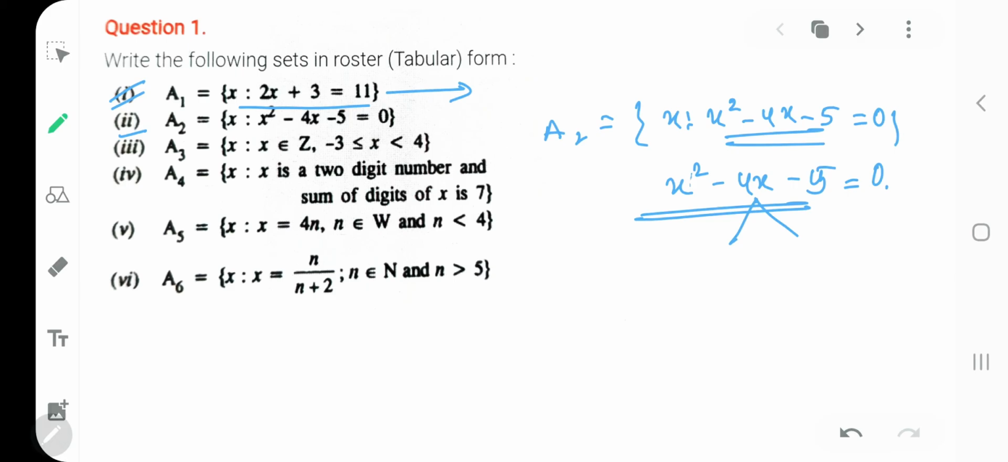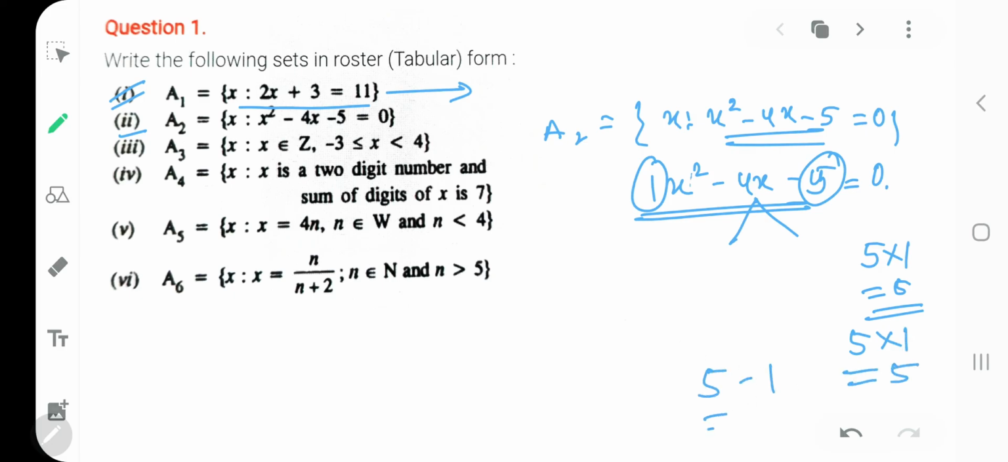How to split the middle term? If you have 5 as your last term and here nothing means 1 is your first term, you have to multiply 5 into 1, that is 5. Now in such a way you have to split your middle term that if you multiply two numbers, your answer is 5, and if you subtract those same two numbers, you will get 4. So can I take 5 and 1? So it will be x square minus 5x plus 4x minus 5 is equal to 0. Got my point clear?